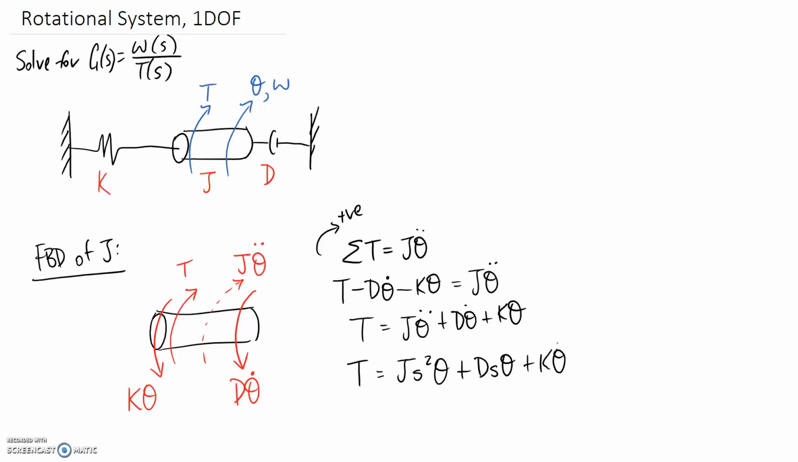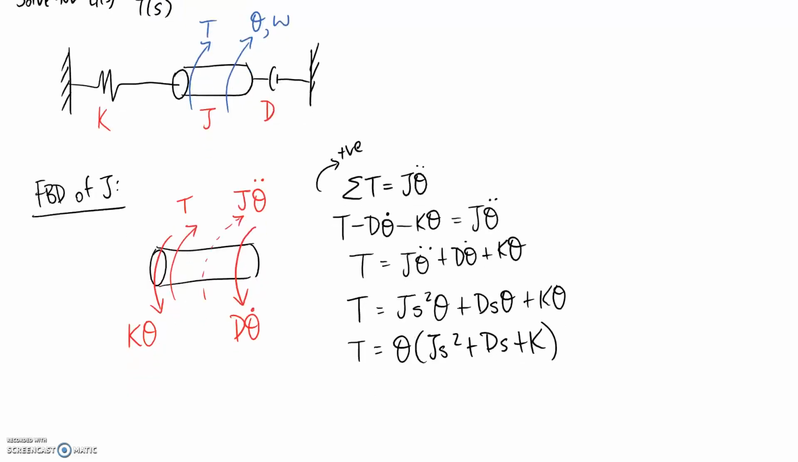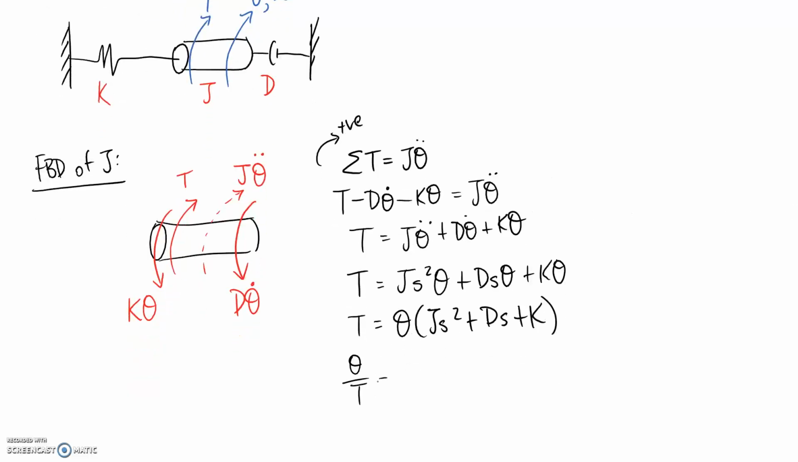I should quickly mention that we're going to assume that everything starts in its equilibrium position. There's no initial displacement, no initial velocities, anything like that. Otherwise the Laplace transform would be slightly different. So now what I'm going to do is factorize out theta. And this is what I'm left with. And now what I want to do is change this into the form theta divided by T, because that's very similar to omega divided by T, the transfer function I'm going for. So theta on T. So this goes down, this goes down.